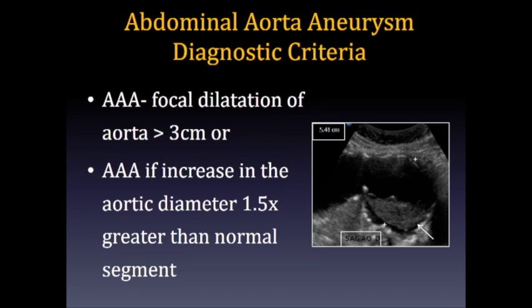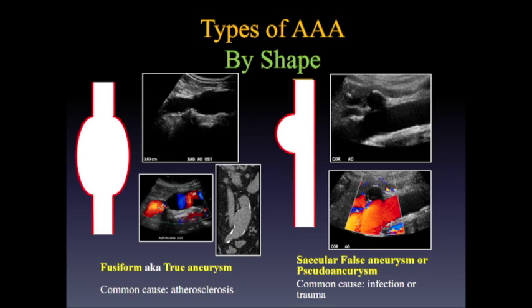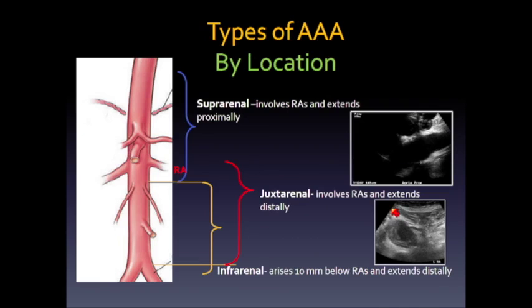So how do we define abdominal aortic aneurysms? It is when we see that the aorta measures over 3 centimeters, or when the aortic diameter increases 1.5 times more than the normal segment. We divide abdominal aortic aneurysms by shape into fusiform, and that's usually a true aneurysm, usually due to atherosclerotic disease. They could also be saccular. And this is a false aneurysm, and most of the time associated with an infectious process or trauma. Patients with IV drug abuse develop mycotic aneurysms, and that's the way that looks.